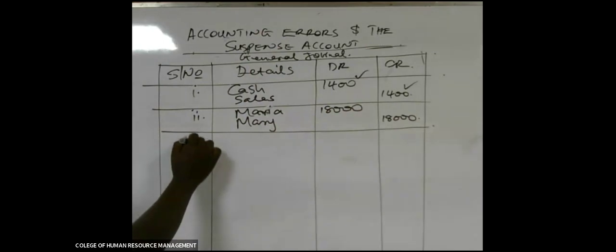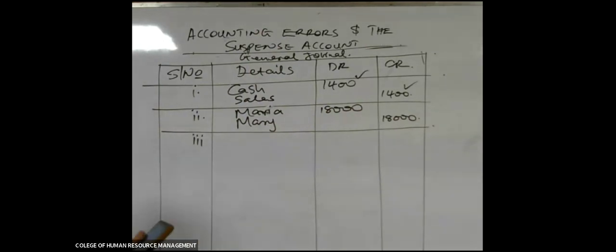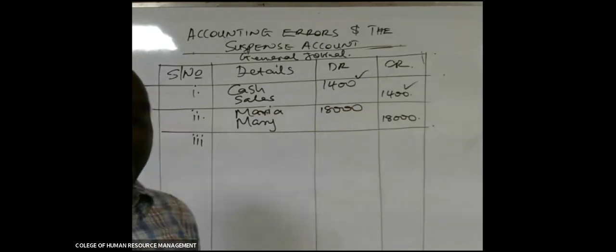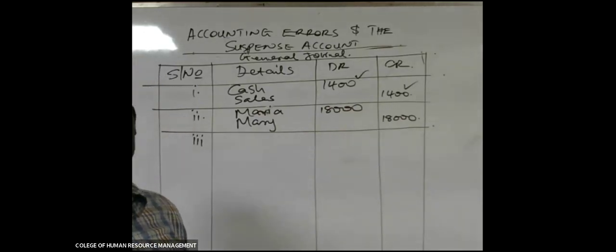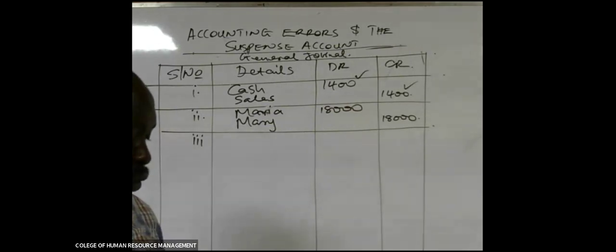Number three, we are told motor vehicle repair expenses amounting to 23,000 was debited in motor vehicle account. We did a similar entry. When you repair the motor vehicle, never make a mistake of debiting motor vehicle. When you debit motor vehicle, it simply means that you are acquiring a new motor vehicle. But in this case, we are not acquiring a new motor vehicle. It is an existing motor vehicle that we are repairing, meaning that we are incurring an expense in the name of repairs.